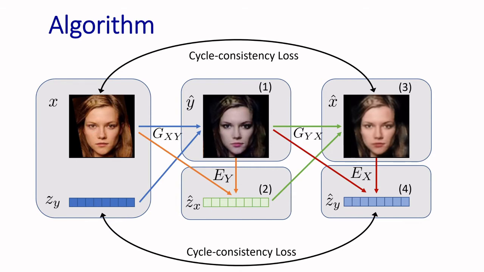And then finally the red arrows show that we also try to recover the initial makeup style ZY hat. And then these two outputs are going to be governed by a cycle consistency loss to compare them to the initial inputs.